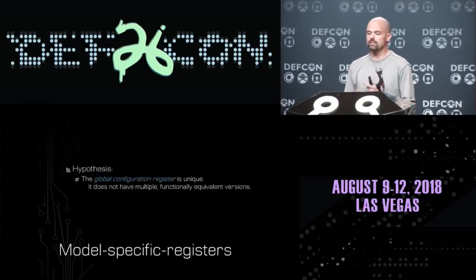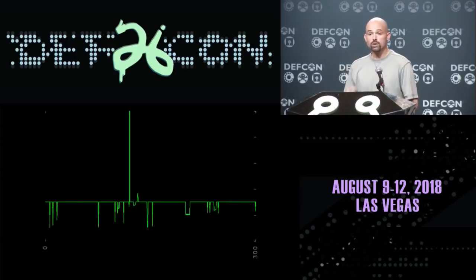But what we can do with this is form a hypothesis. I'm going to theorize that this global configuration register, this really powerful register that the patents talk about, is probably unique. There's probably not several similar versions of this register within the MSRs. There's probably exactly one of these on that processor. So I can start to look for MSRs with unique access time, like these that are circled in red.